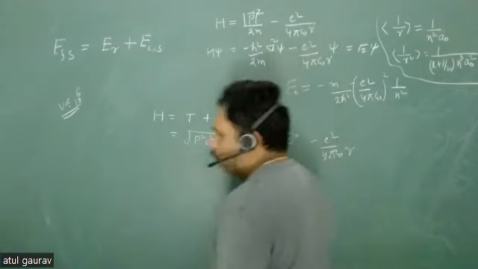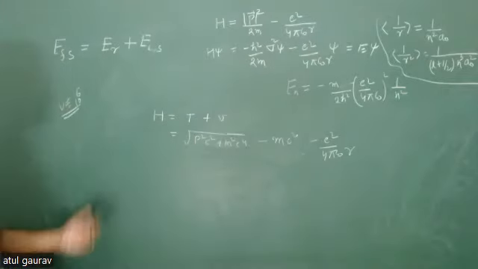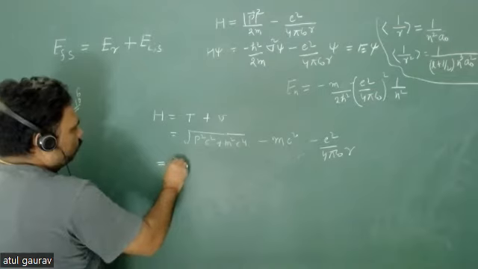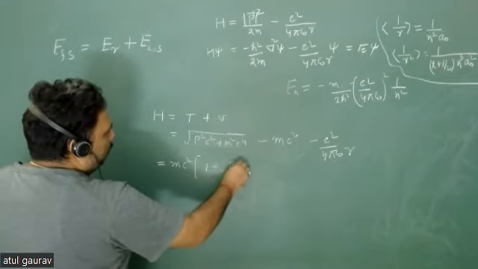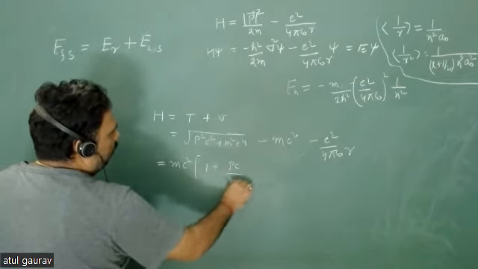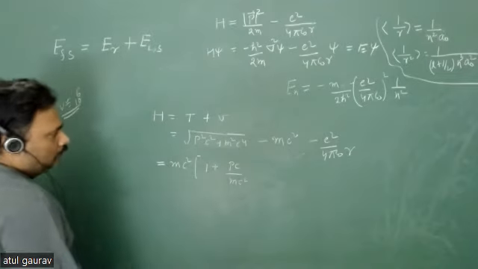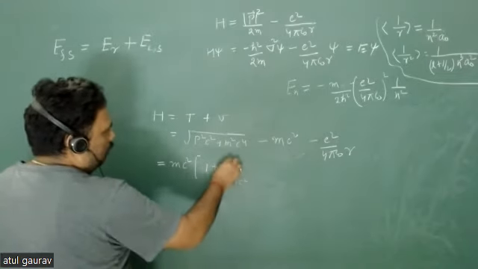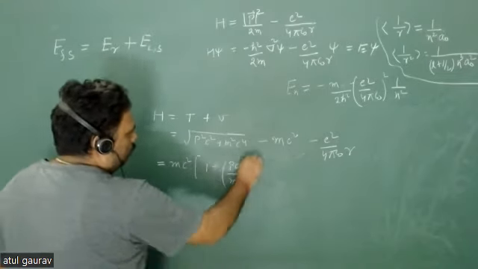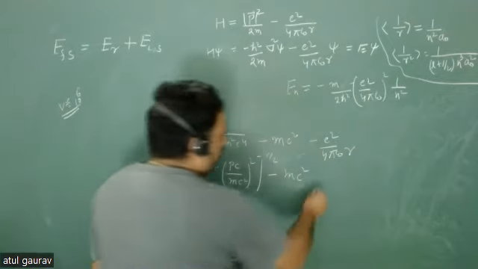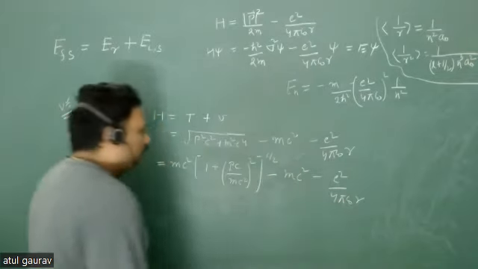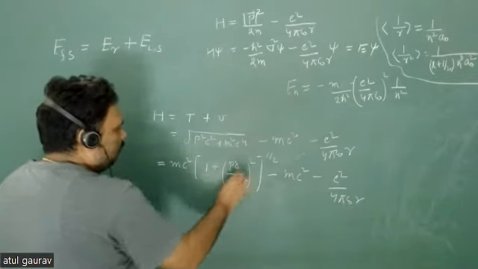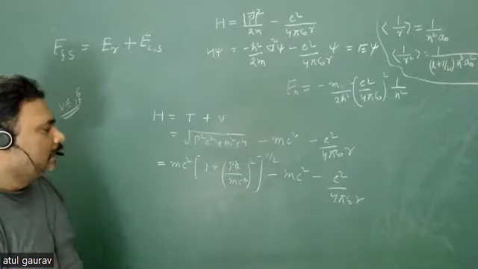What we are going to do? We will just try to take mc² common. So this will be mc² and you have [1 + (pc/mc²)²]^(1/2) minus mc². What is m? m is nothing but the rest mass of electron. Okay. 4πε₀ r. ठीक लिखा हो ना? So this c is cancelled out. एक c cancel हो जाएगा, ठीक है?